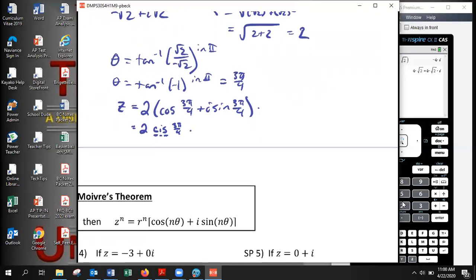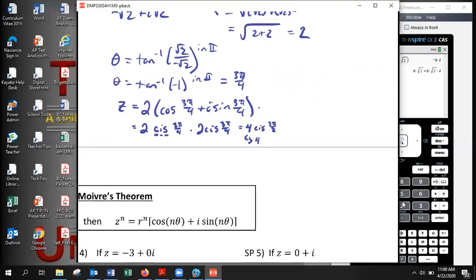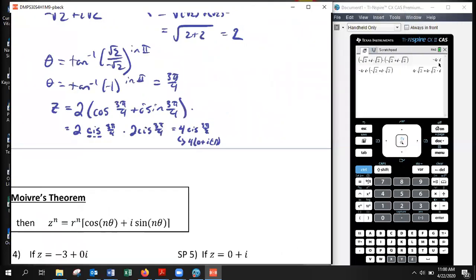So if we take this times 2 cis 3 pi over 4, those two multiplied, we will multiply the two radii together to get 4. And then if we add the two angles together, 3 pi over 4 plus 3 pi over 4 is 3 pi over 2. Now, just as a quick check, concept-wise, the cosine of 3 pi over 2 is 0, and the sine of 3 pi over 2 is negative 1. And if you notice, we get that negative 4i, which multiplying them together is what I have here. That's what's supposed to happen.